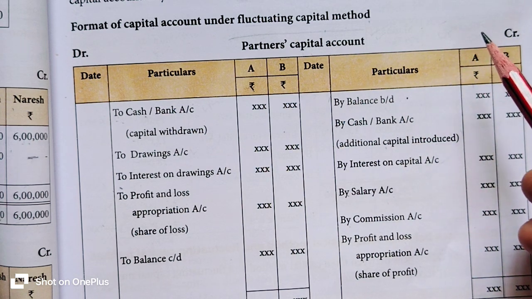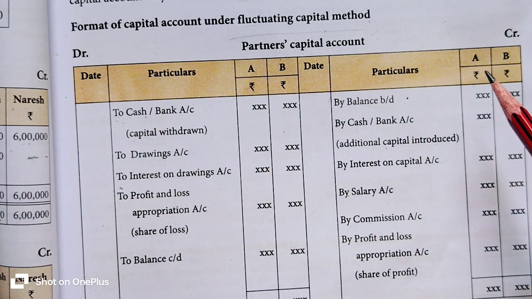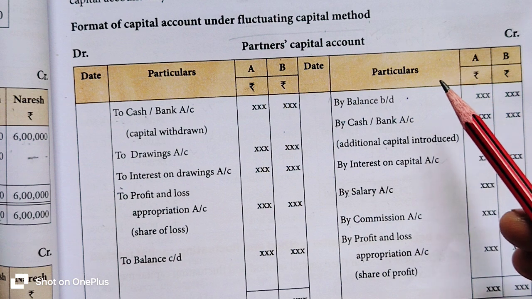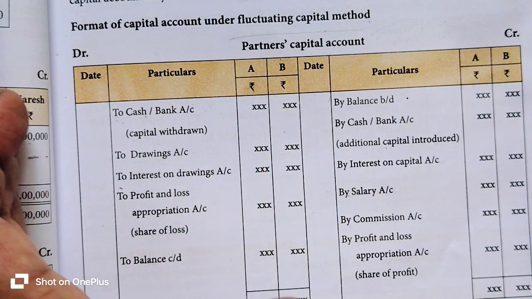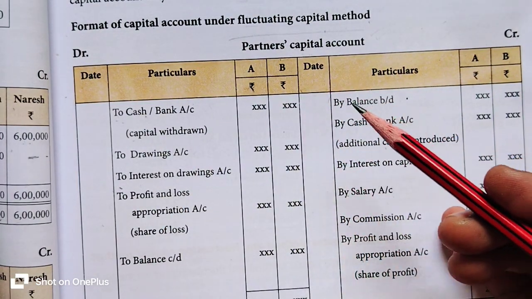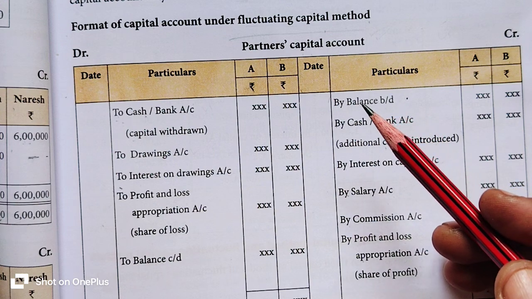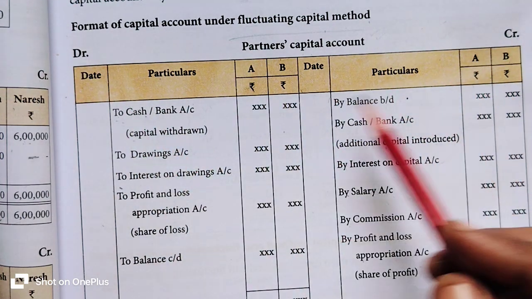Now we are going to enter, along with capital, all other transactions between the partners and the firm into the partners' capital account. Okay, let's know the format of the fluctuating capital account. The format is very simple, like a ledger account. So this is the format.